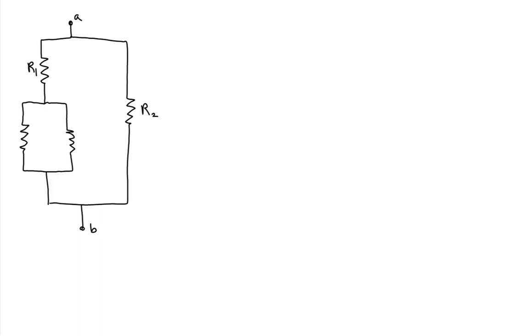So let's label these resistors R1, R2, R3, and R4. Let's note that resistor 1 is a 10 ohm resistor. Resistor 2 is a 25 ohm resistor. Resistor 3 is a 90 ohm resistor, and resistor 4 is a 45 ohm resistor.